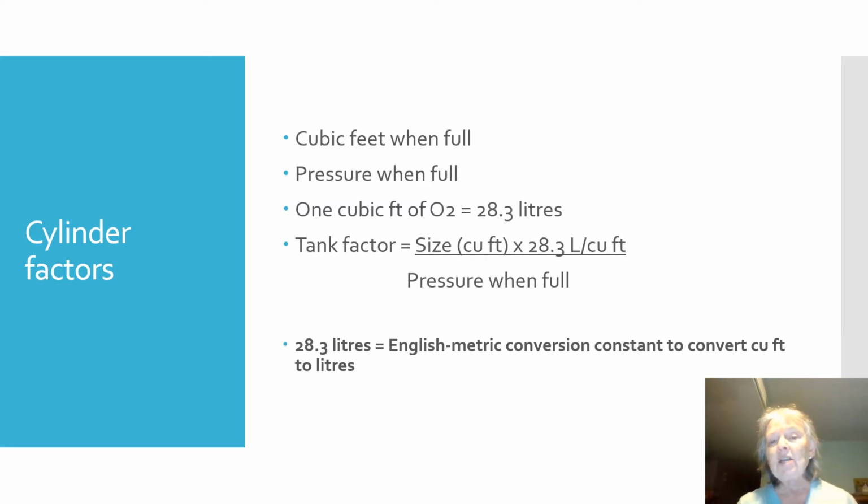We have to get the cubic feet into liters, okay? And in order to do that, we're going to take 1 cubic foot of oxygen is equal to 28.3 liters. And you can see this is an English metric conversion, and this is how we do it. And so the cylinder or tank factor is the size times the 28.3 and then divided by the pressure when full.